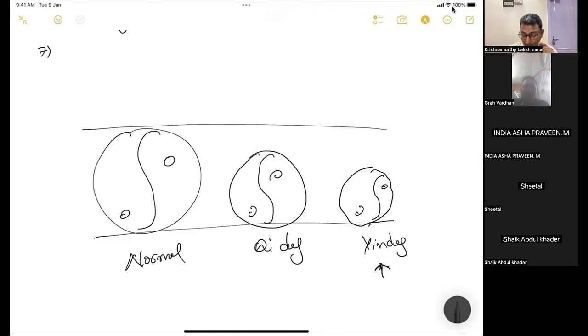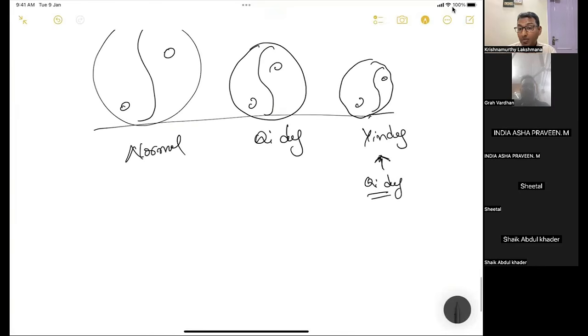Say if somebody is in a Yin deficiency situation, if you give Qi deficiency protocol, will it suit them? No, sir. Why? Maybe it's a Yang deficiency. Qi deficiency includes both. The Qi deficiency may result in Yin deficiency and Yang deficiency. So in this particular case, Yin deficiency, we have to follow the protocol of Yin deficiency. Okay, so I will explain this.